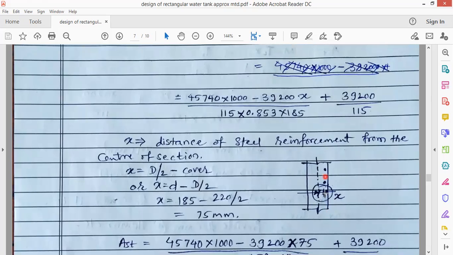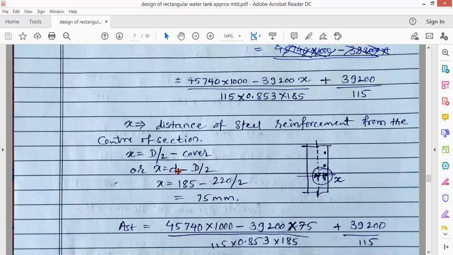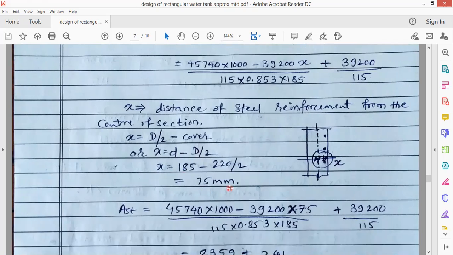So reinforcements are placed here, and this is the central span, or the center of the wall, and from here to here it is the effective depth. So this is the effective depth minus capital D by 2 or T by 2. Let's say this is the total D. So D by 2 means this. So effective depth minus D by 2 will give us the X value. So X is equal to 75 mm.